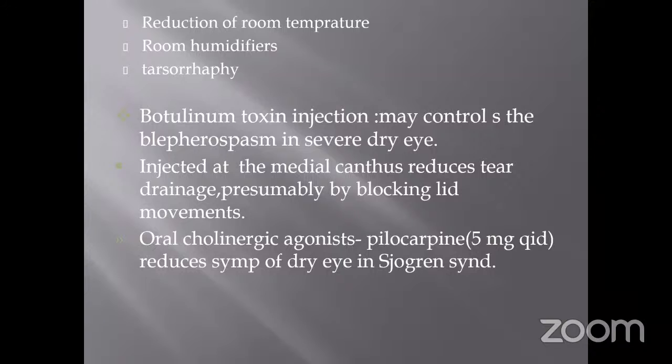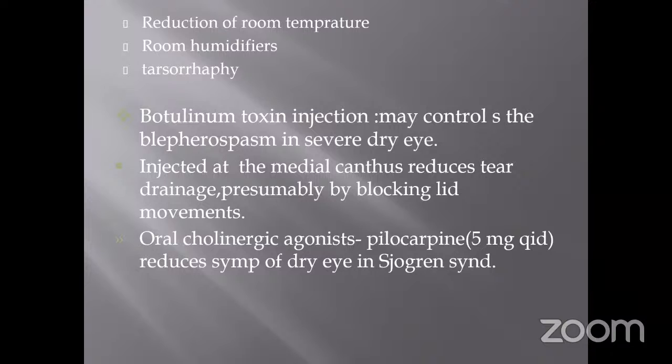When do we do tarsorrhaphy? Tarsorrhaphy is mainly indicated when a complication due to dry eye occurs, as in exposure keratitis. When there is an exposure keratitis which is not responding to lubricants, we go for tarsorrhaphy. We usually do lateral tarsorrhaphy or central tarsorrhaphy, with upper lid and lower lid suture. Then botulinum toxin injection: in severe dry eye, the patient will be complaining of severe blepharospasm. As a temporary measure we can go for botulinum toxin injection. Usually it is injected at the medial canthus.